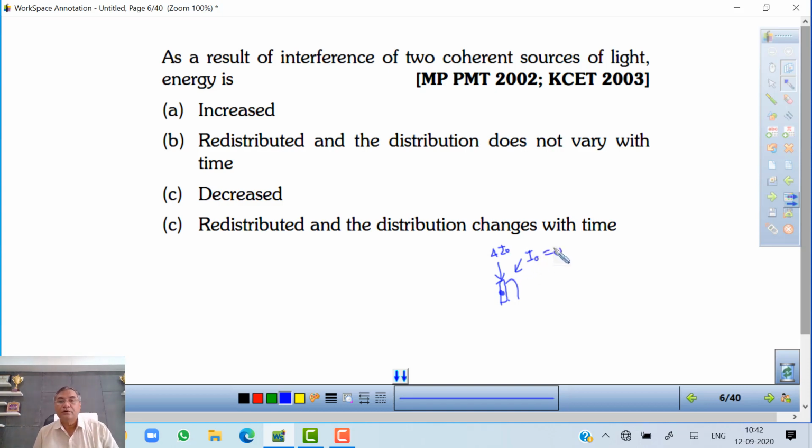If we have equal amplitude waves, the intensity here becomes 0. Actually it means that the energy is redistributed. And if it is a coherent source, then wherever constructive interference is taking place, it remains constructive only, and where destructive, it remains destructive. So it will not vary with time. So I think option B is the correct one. Okay.